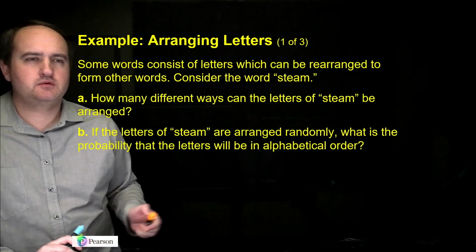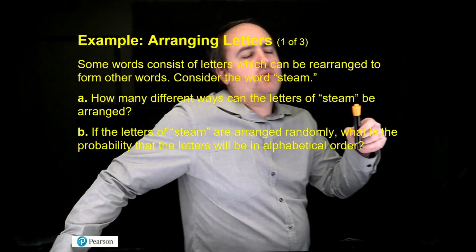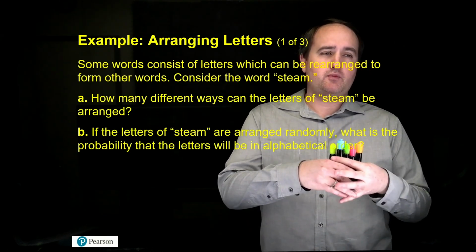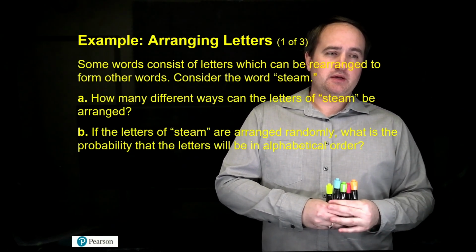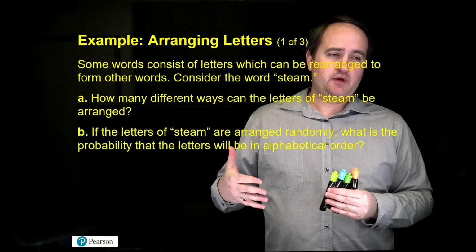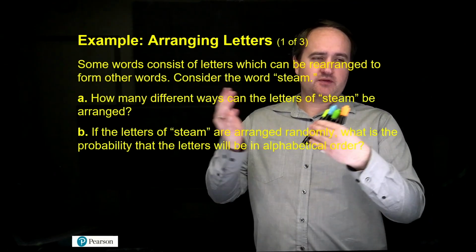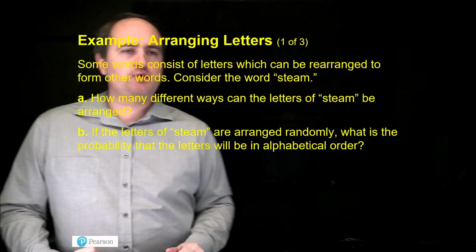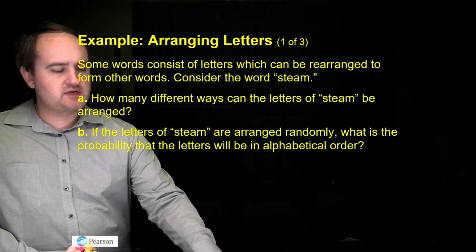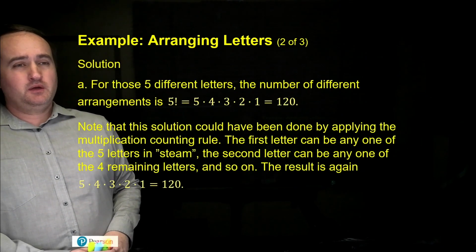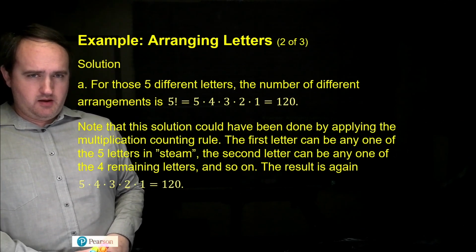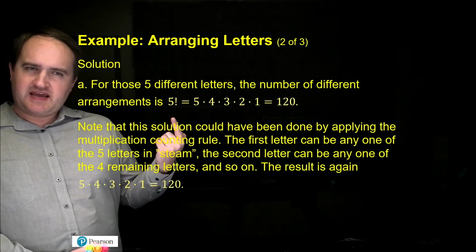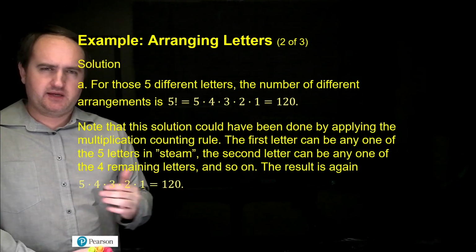So it should make sense to you that the number of different ways you can arrange the letters of steam is the same as the number of different ways you can arrange in order 5 markers. It doesn't have to be letters or markers, it could be anything. So that's just going to be 5 factorial. Okay, which we already calculated was 120. And that's good to know. It just happens to be the one that we just calculated.